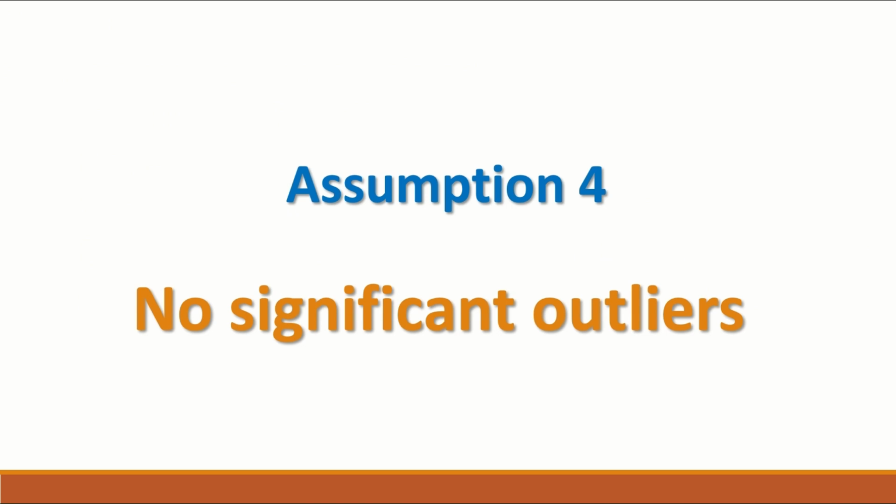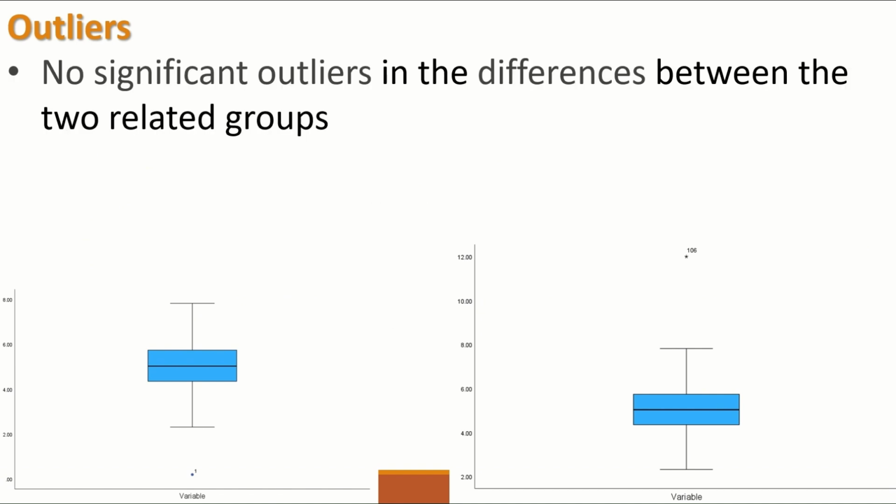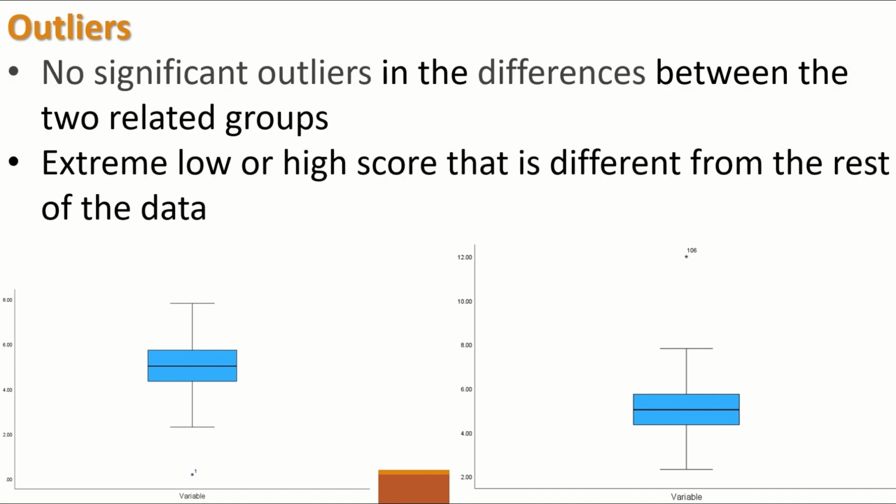A fourth assumption is that there should be no significant outliers. So what are outliers? Outliers are extreme low or high scores that are different from the rest of the data. As shown here in this box plot, this star with 1 is a very low score compared to the rest of the data, as they are all clustered in this diagram. Here also in the right-hand side box plot, an extreme high value from the rest of the data is shown.